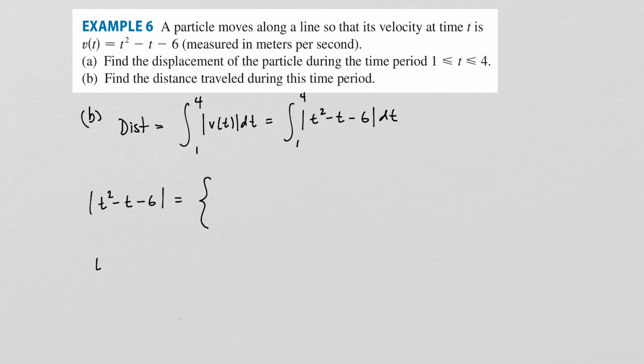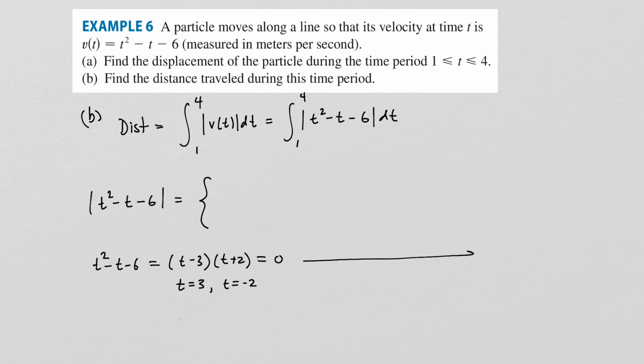Well, let's think about t squared minus t minus 6 in terms of factoring. We know we can factor it into t minus 3 times t plus 2. And if I set that equal to 0, we know that it's going to equal 0 when t equals 3 or when t equals negative 2. Now, if you look at a number line, again, we know it will be 0 for these two values of t. But what about the other values of t?